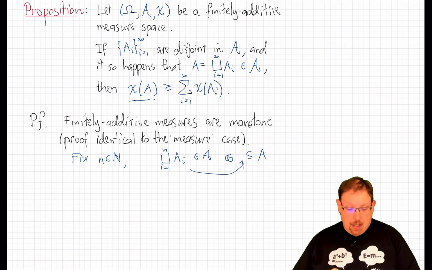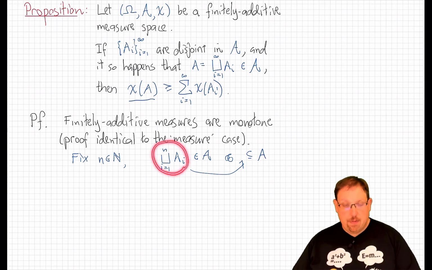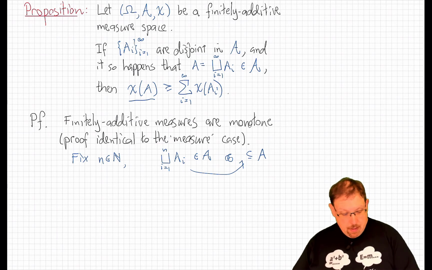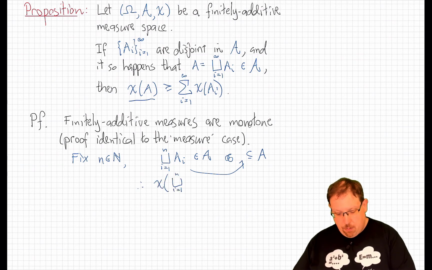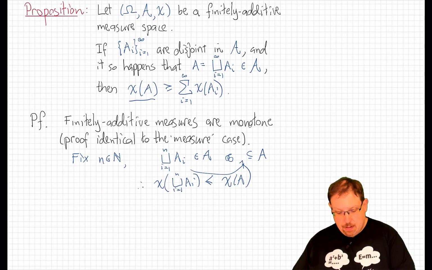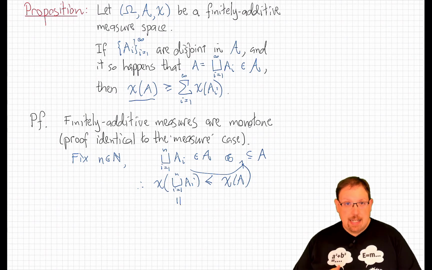A, the countable disjoint union of all of the A_i, certainly contains the first n of them. Well, therefore, by monotonicity, chi of that n-fold disjoint union is less than or equal to chi of A. However, chi is a finitely additive measure, and this is a finite disjoint union in its argument.